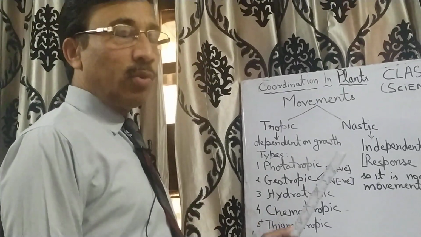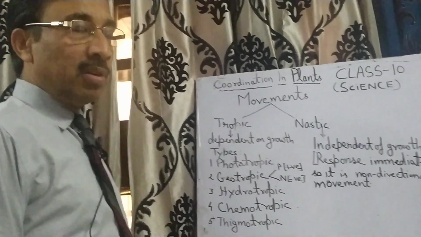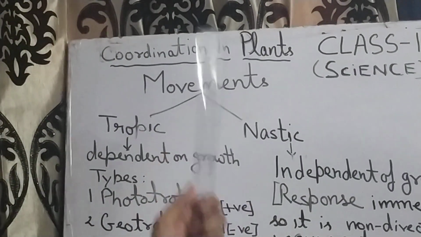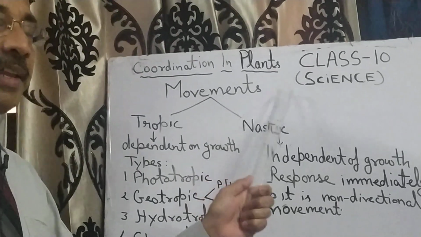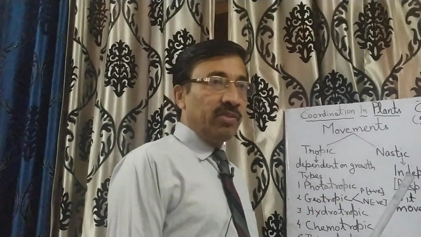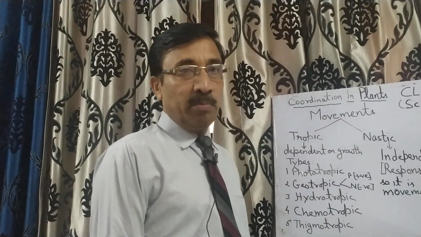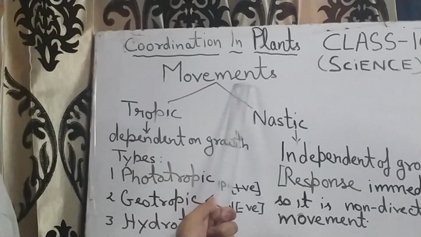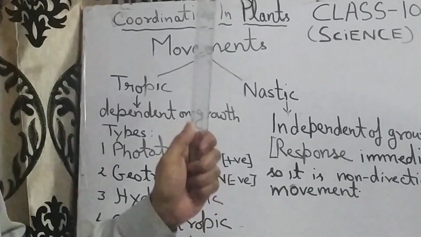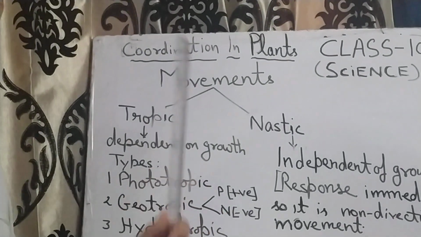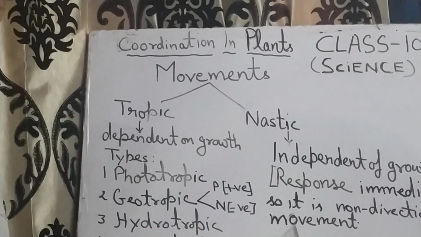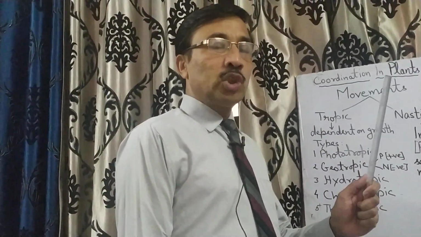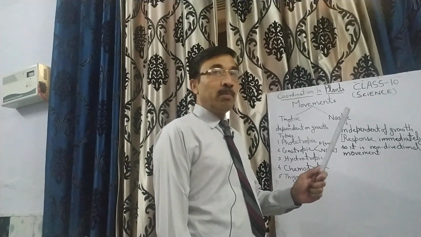Students, as we have already discussed coordination in animals, now it is the next topic of the chapter, that is coordination in plants. How does coordination take place in plants? There are two ways by which coordination takes place in plants. One type of coordination is by the movement which the plant shows. Another is due to the presence of certain hormones called phytohormones, which I will be explaining later on, which are responsible for showing certain coordination in plants.